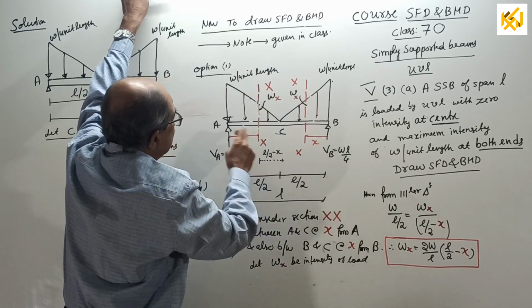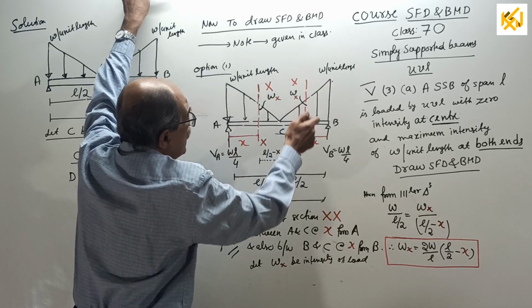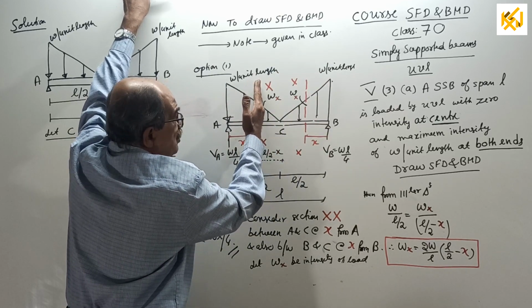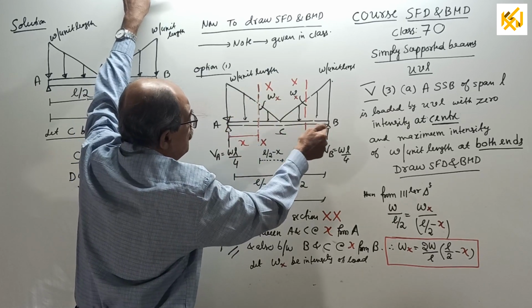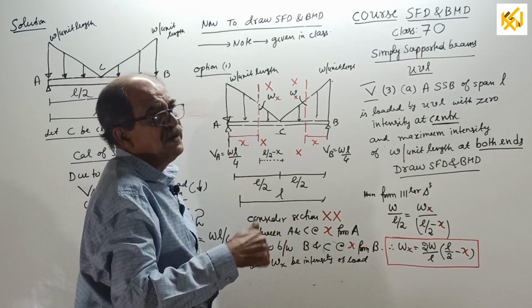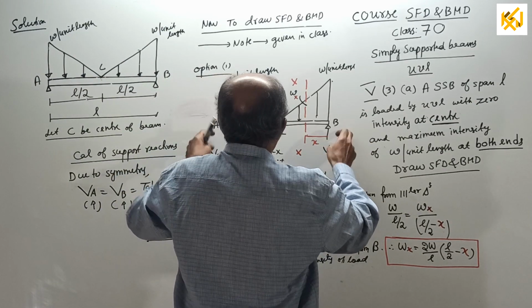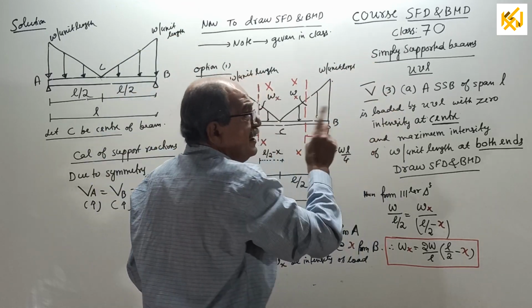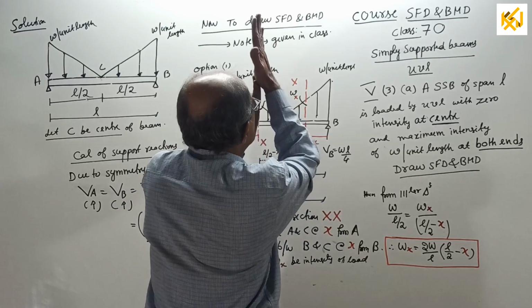Consider section XX, one XX between A and C at X from A, one more XX between B and C, X from B. Whatever expression you get for this XX is valid from A to C, and this one is valid from B to C. But like last time I told you, you can use symmetry. When you do bending moment, it is symmetrical, both sagging and hogging, so it will become exactly the same on that side. But shear force is not that way.